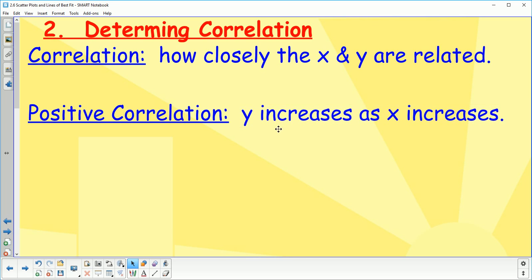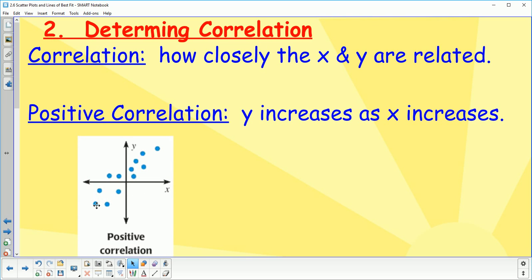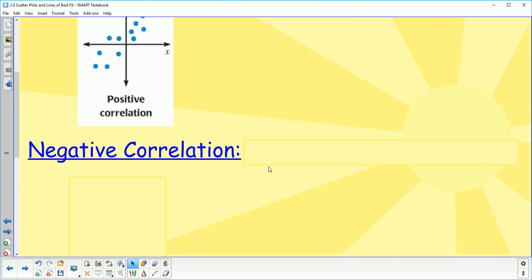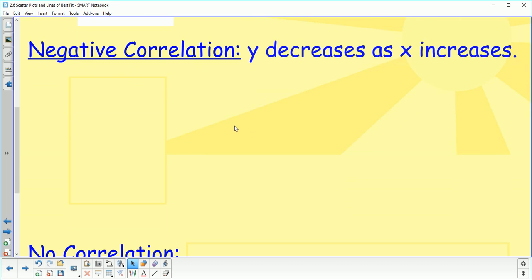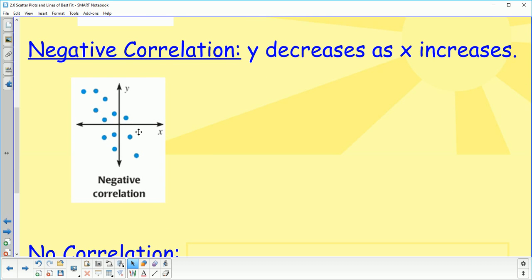So correlation, like we said, is how closely the data points are related, and we're going to have three different types of correlation. Positive correlation means that as x increases, the y also increases, which is basically what we just saw. You see that as we're moving to the right, our points are increasing. Now we could have something called negative correlation, which is just the opposite, that y is going to decrease as x increases. As we move to the right, that means x increases, and you see your points are falling. So that's going to give us negative correlation.